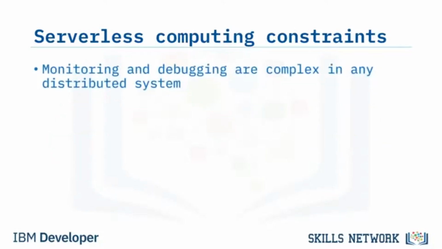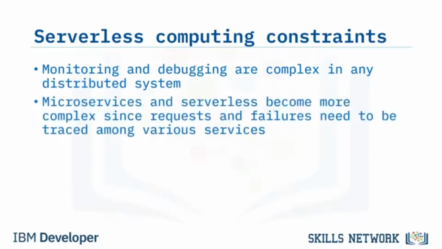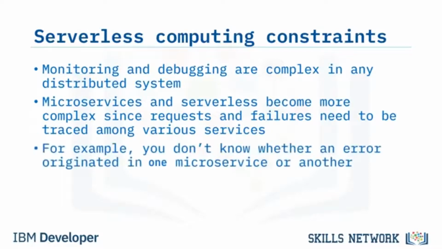Monitoring is complex in any distributed system, as there are a variety of interrelated dependencies, like microservices, that need to be monitored together, rather than monitoring a single application. As software increasingly uses microservices and serverless architectures, monitoring and debugging can become even more complex as requests and failures need to be traced among various services running in different environments. For example, you may not know whether an error originated in one microservice or another, so you must trace the request through multiple services to locate the point of failure.